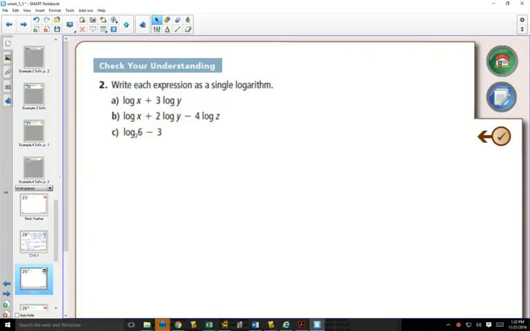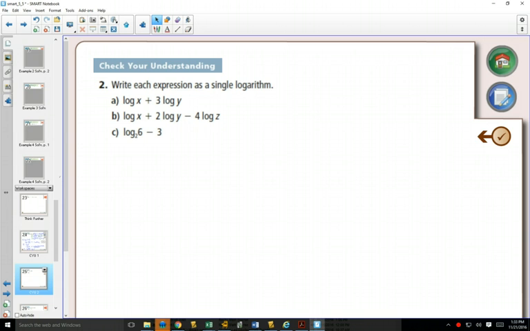Example 2 is more of the same, just instead of using some numbers, now we're going to use some variables. But all the log laws stay the same. We want to write each expression as a single logarithm. That means you're trying to take everything from the right side of those formulas and change them to the left side, so you get one logarithm in the end.